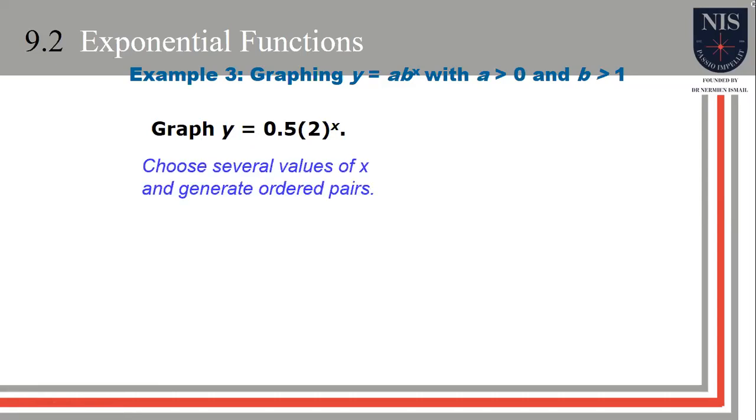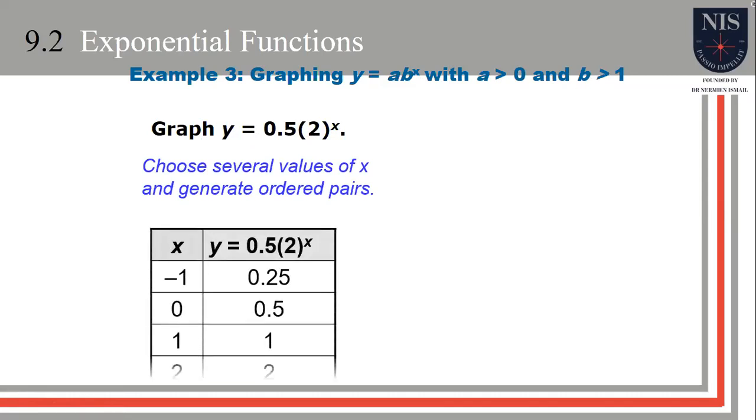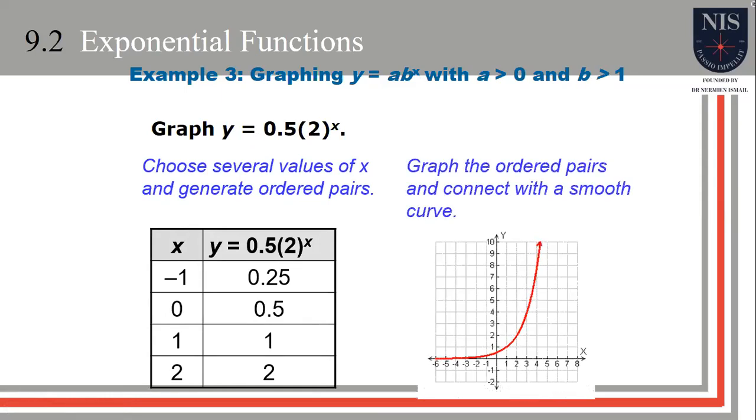So we will choose several values of x and generate ordered pairs. Like this one, you can suppose that the value of x equals negative 1, 0, 1, whatever. So the table will be like this. And then we will start to draw the graph. You can notice here that this graph will be like a curve. Do you remember before, when we talked about linear, it was a line, and a quadratic function looks like a letter U, but here in exponential function, it will be like a smooth curve like this, okay?